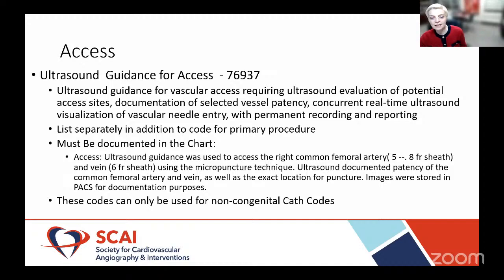So for access, ultrasound guidance for access is 76937. This is using ultrasound. This can be listed separately in addition to code for primary procedure, but these are for non-congenital cath codes. The congenital codes already include these. Now, just so you know, if you're going to do this, you must document, you must save the images, and you must document the access. And that's why I have here some language that can be used for that. What size sheath you used, that you used it for puncture, and that they were stored in the PACS system.